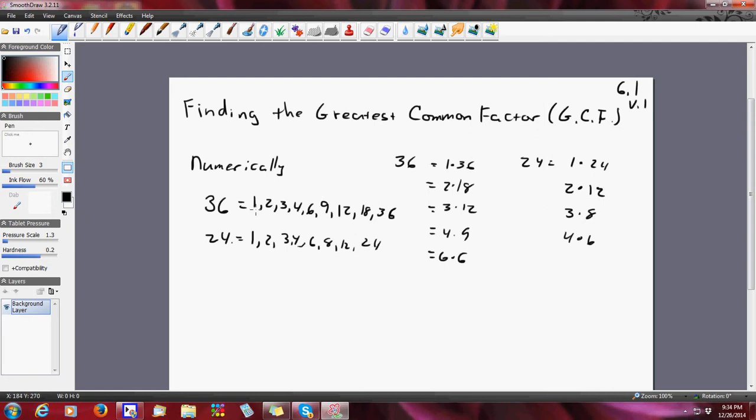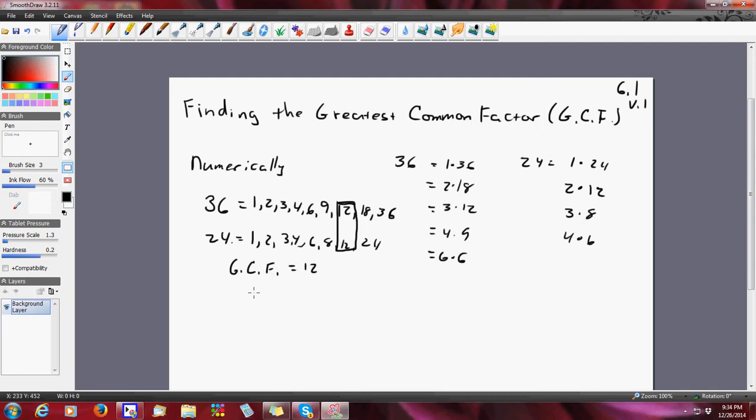Now 1 is a common factor, and 2 is a common factor, and 3 are common factors, as are 4 and 6. But the greatest common factor, the greatest number that goes into both evenly, is 12. So the greatest common factor of 36 and 24 is 12.